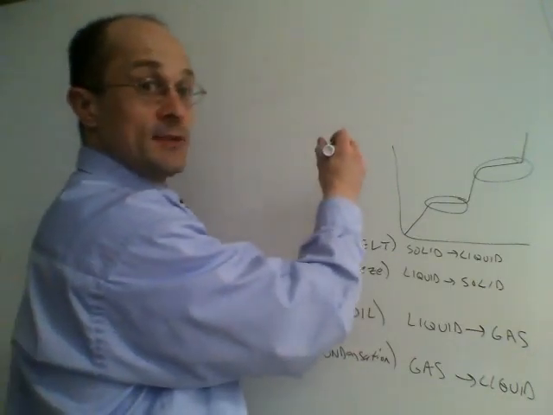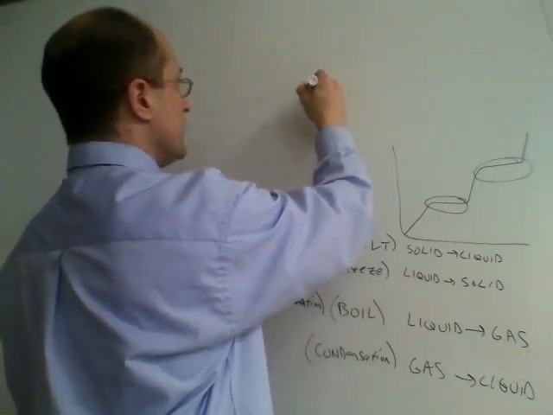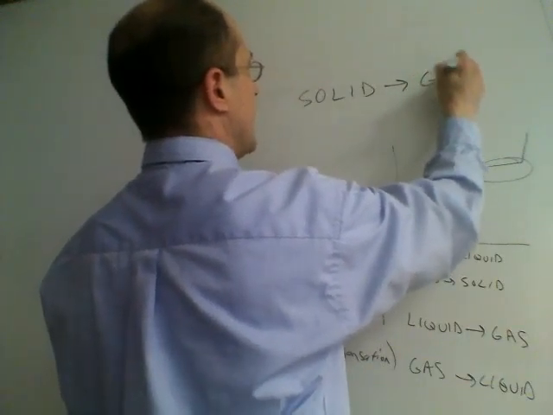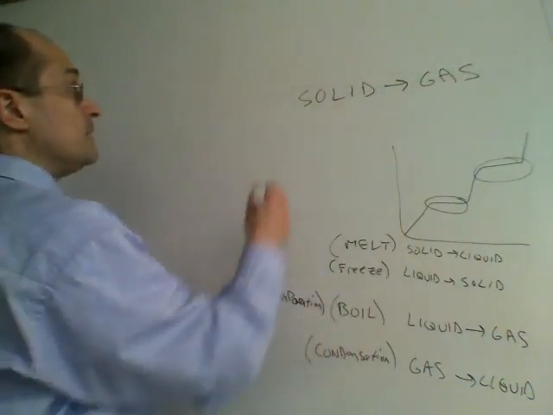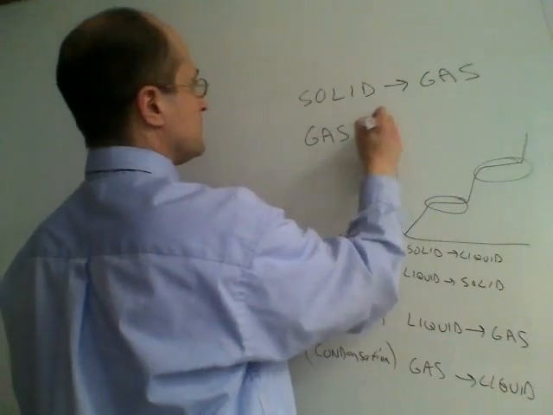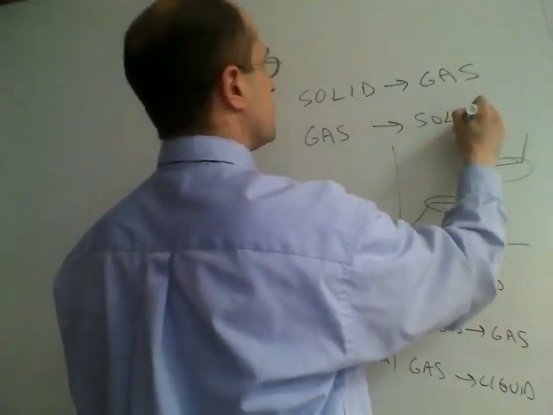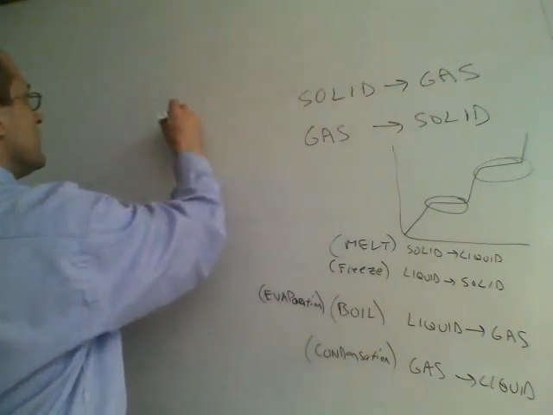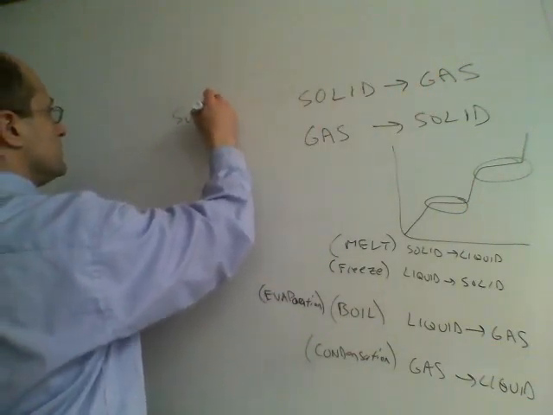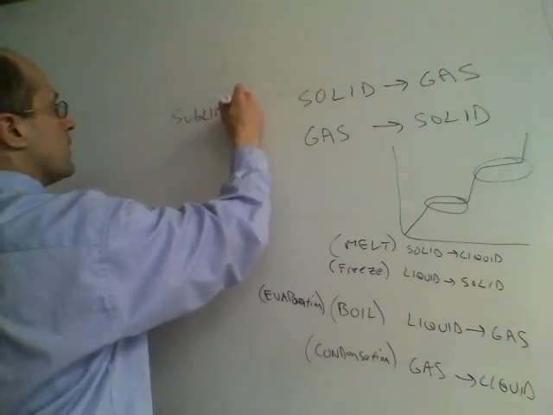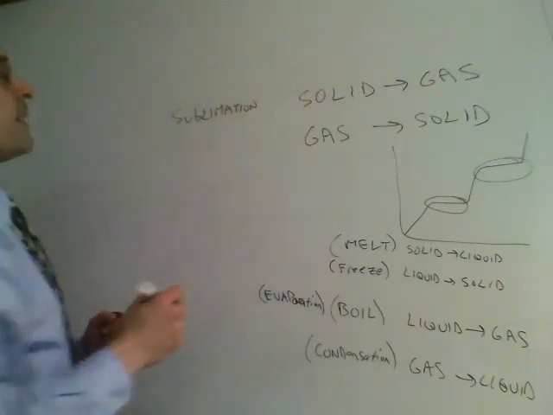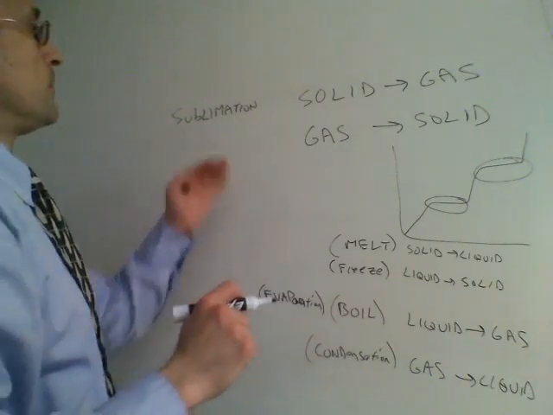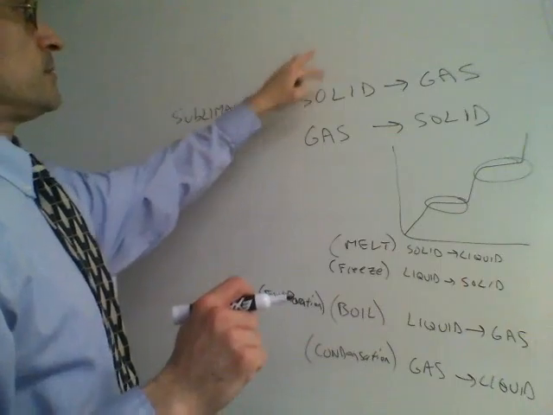Now, there's two cases we didn't talk about, two mystery cases. So the first mystery case we need to talk about is you can go directly from the solid to the gas. And you can go directly from gas to the solid. When you go directly from solid to gas, that's called sublimation. And it doesn't occur very often. Iodine is one thing that will sublimate, but there are things that go directly from solid to gas.